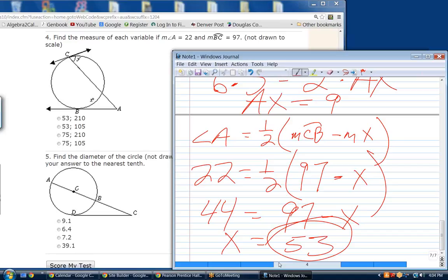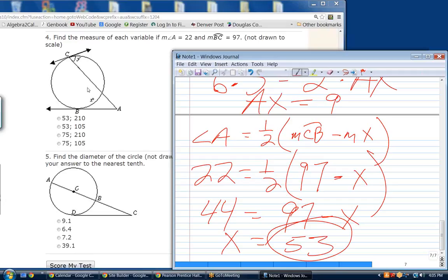The measurement of y has got to be... well, it's certainly not 210, so it's got to be 105. How do you know it's not 210? Just by looking at it. In other words, they haven't drawn it to scale. It's less than 90 degrees the way they've drawn it.